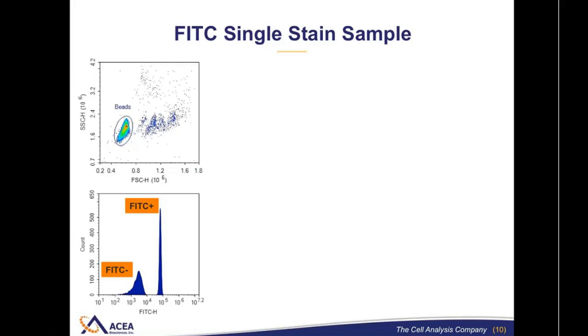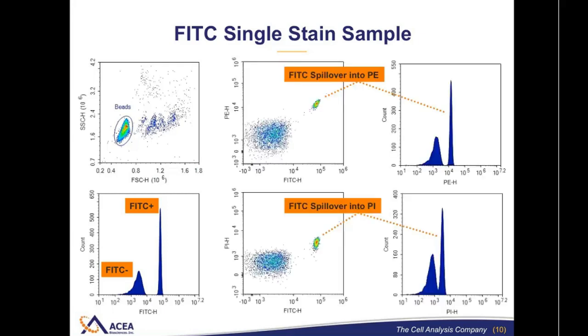The histogram below shows the FITC negative and the FITC positive events. Then these plots show the FITC spillover into the PE and PI channels. You can see the spillover in two different types of plots, the bivariate plots and then the histograms. We know that this is a FITC single-stain sample, so we expect there to be negative and positive FITC populations, but there shouldn't be any events that are positive for either PE or PI.